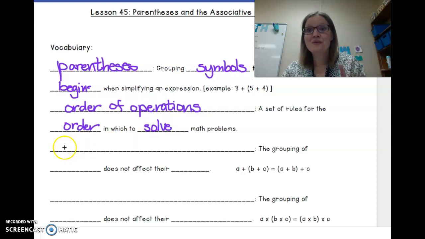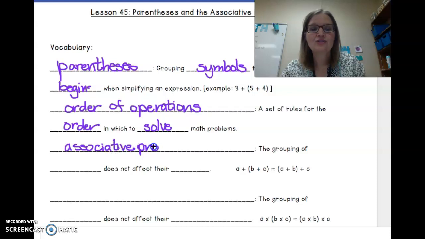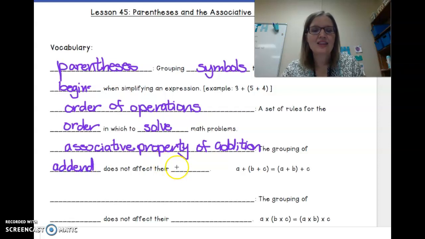Now, even with that said, there is one property where it doesn't really matter how things are grouped, and that is the associative property of addition. You write this down too. The associative property of addition is that the grouping of addends, remember those, the numbers that we add up, does not affect their sum.